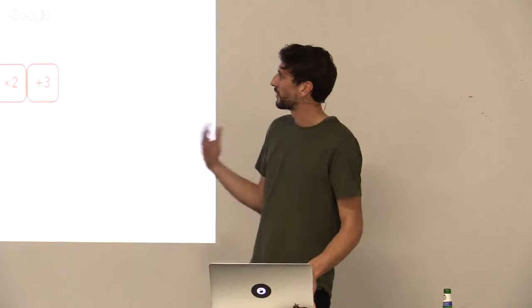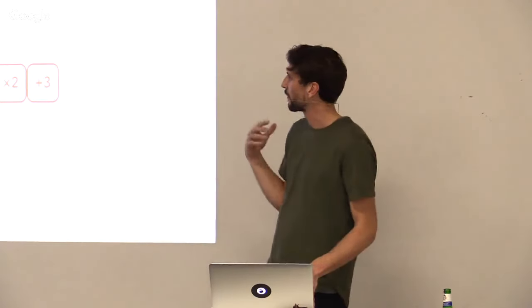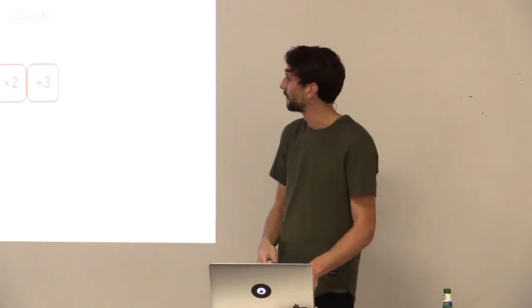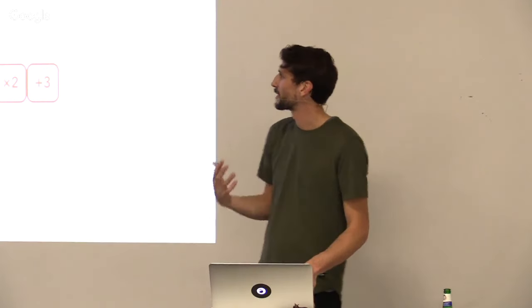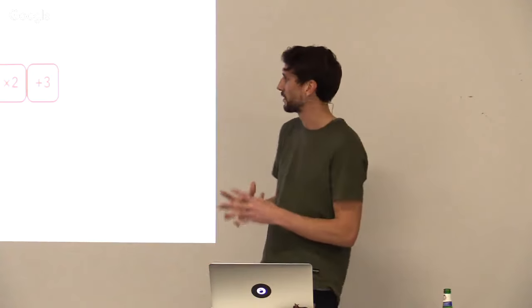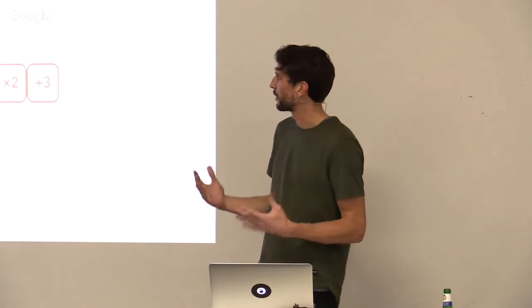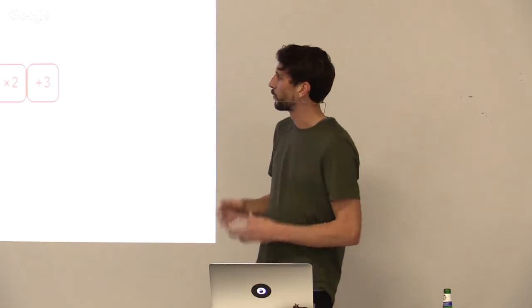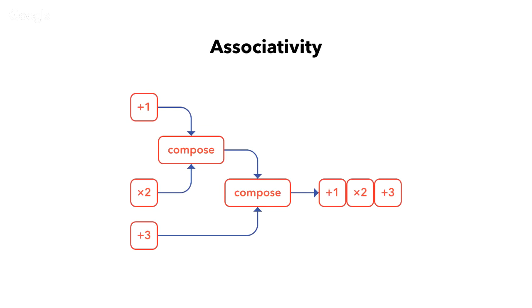So associativity, functions still obey the associativity law as well. So no matter which way I compose these functions, I'm going to get the same answer. So in this case, it doesn't matter if I compose plus one and times two first, and then compose the answer with plus three, I'm going to get plus one, times two, plus three.